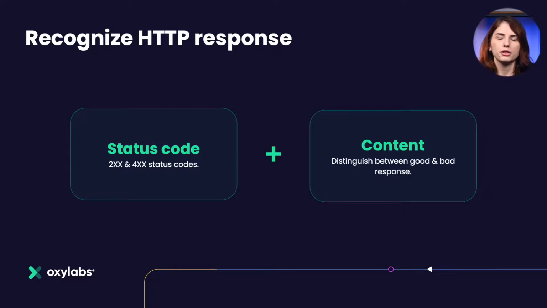Now, talking about content, you should be able to distinguish between good and bad content. Good content may be when you're scraping a product list and, for example, the product list is fully loaded with the whole information of the products, or if you're scraping a product page, it may load all the attributes that you need, for example, product price, product description, and other parameters.